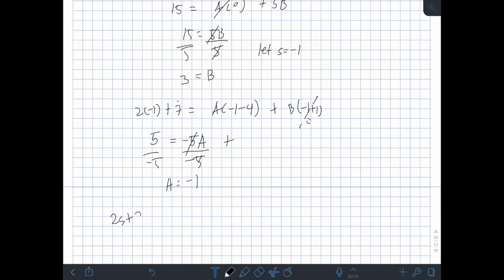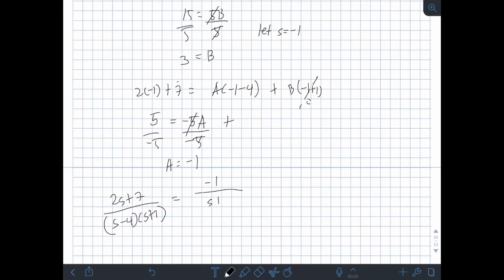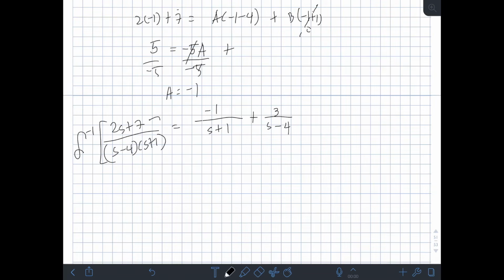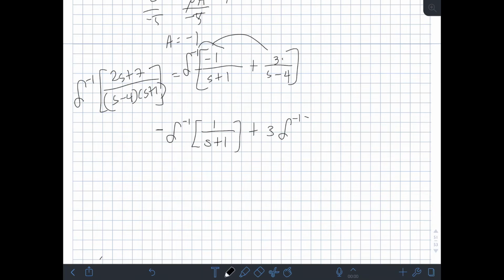So, therefore, we have (2s + 7) over (s - 4)(s + 1) is equal to a natin is negative 1 over (s + 1) plus b natin is 3 over (s - 4). So, ito na yung i-inverse Laplace transform natin, yung decomposed version. So, distribute natin term by term. So, inverse Laplace transform of negative 1. So, negative, igigilid ko na lang dito, times inverse Laplace transform of 1 over (s + 1) plus itong 3, constant, gilid ko lang din, times inverse Laplace transform of 1 over (s - 4).